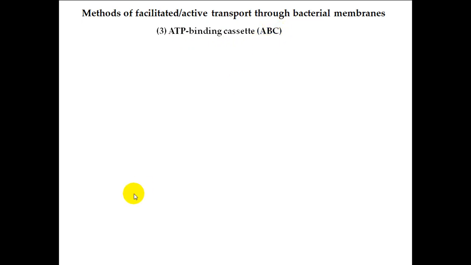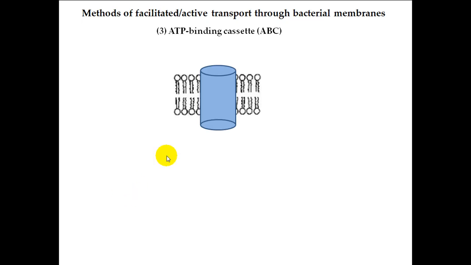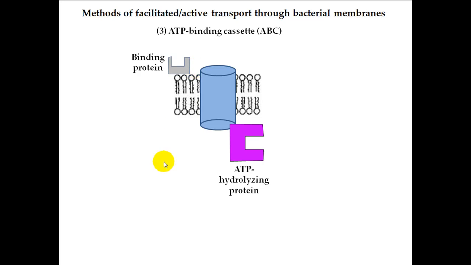And so this type of transport is similar to the ones that we've just taken a look at, in that it also involves a protein that spans the width of the membrane. What makes it different is that it involves some additional proteins. So it involves something called a binding protein that you find outside of the cell. And it also involves something called an ATP hydrolyzing protein that you find inside of the cell, right? It's associated with the transport protein just inside of the cell.